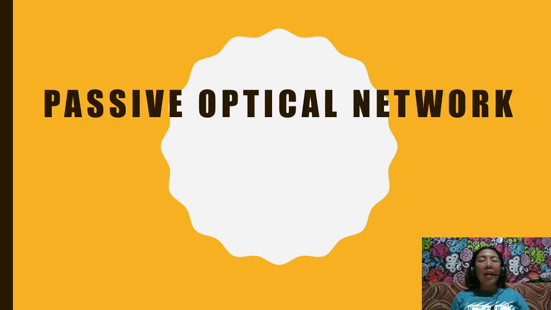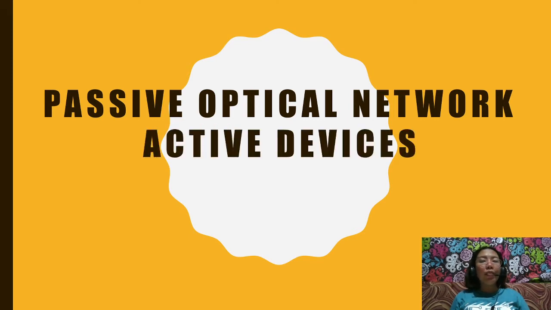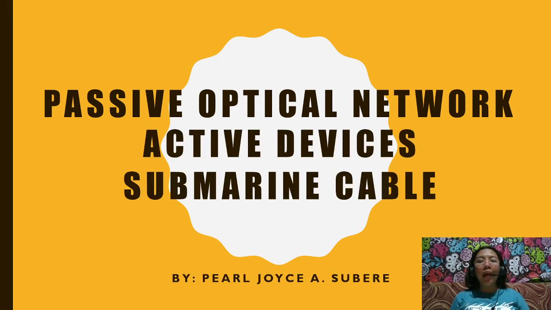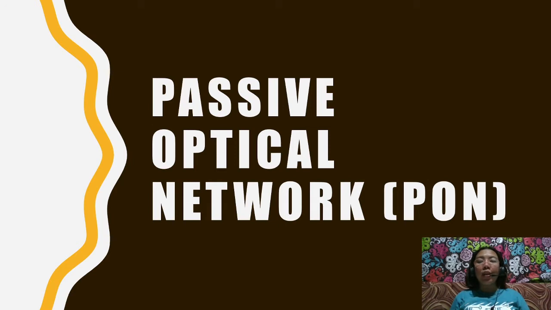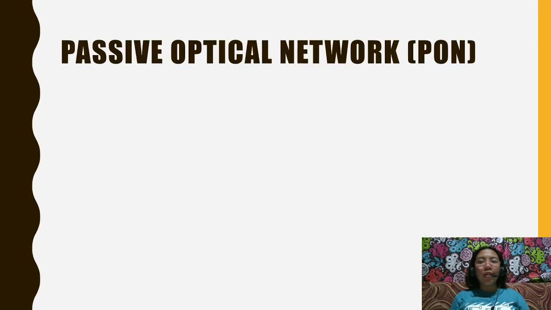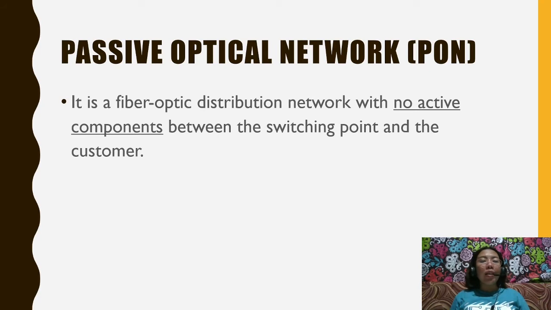I am Subere from BSECE-3A, and in this video, I am going to briefly discuss to you the three terms: passive optical network, active devices, and submarine cable. So, without further ado, let's proceed to the first term, passive optical network or PON. PON is a fiber optic distribution network with no active components between the switching point and the customer.